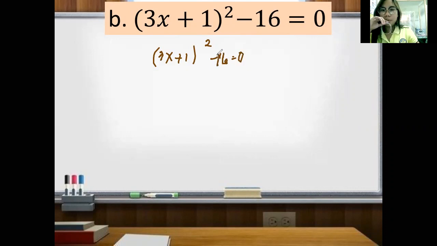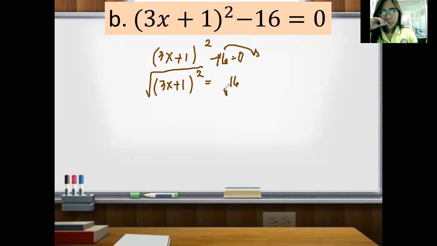Sorry, my handwriting is ugly. Okay, so we need to transpose negative 16 to the right side of the equation for us to extract the square root of both sides. Okay, so 3x plus 1 squared is equal to, when you put it here, it becomes positive 16. Right? Okay, so now let's extract both sides.